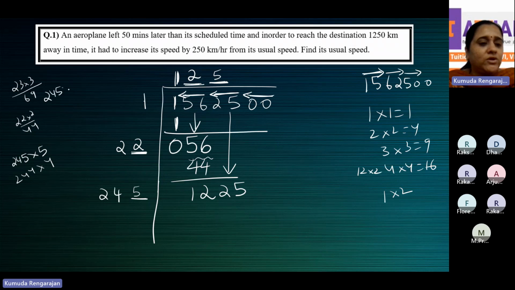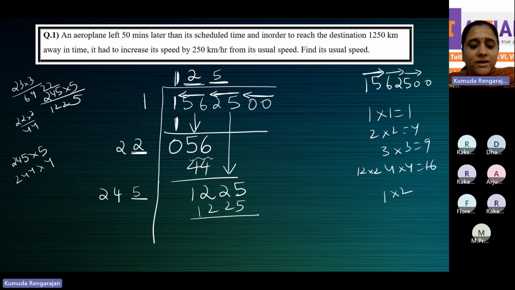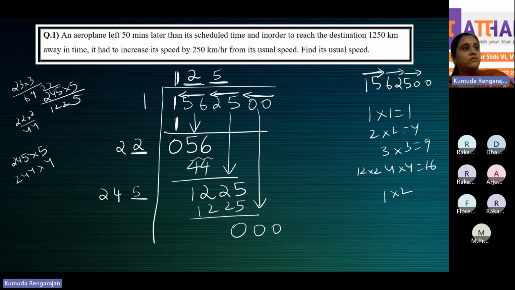So 245 into 5. Okay. 25, 2 carried over. 22, 2 carried over. 12, 1225. Yeah, exactly. So 245 into 5 is 1225. Okay. Remainder is 0. Bring the next pair down. Double the quotient.